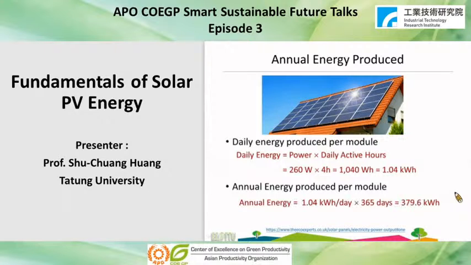And then multiply that by 365 days per year, then you get 379.6 kilowatt hours. So if you know the demand, then you can calculate the overall number of modules that you need. And this will be discussed later in the different lessons.